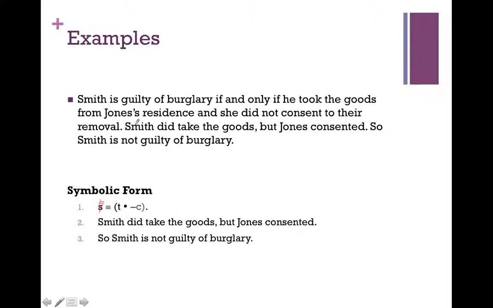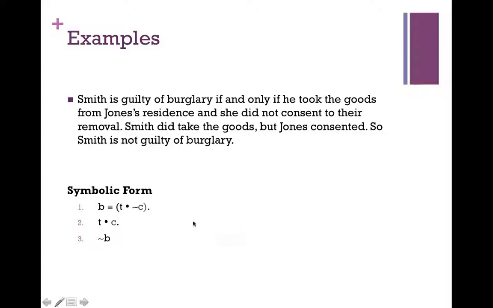Smith did take the goods, but Jones consented. All right, so here's the key here. What is but? Well, but functions as and. So Smith did take the goods, so it's going to be T and C. Get rid of that S because I want it to be a B. And then so Jones is not guilty of burglary. So this is going to be not B down here. Oh, look, I knew I had a slide in which I'd use B.